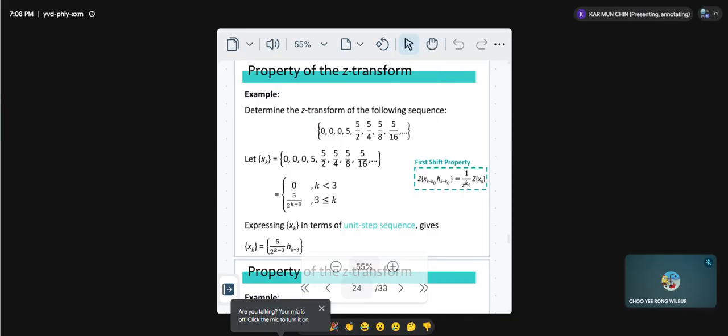Sorry, 3 minus 3 you get a 0. So 5 over 1, so you get back 5. So the fourth term will be k minus 3. K at 4 minus 3, you get 1. So 2 to the power of 1, so it'll be 5 over 2.